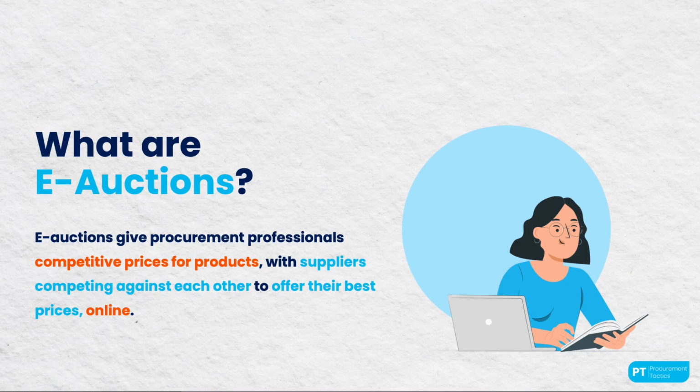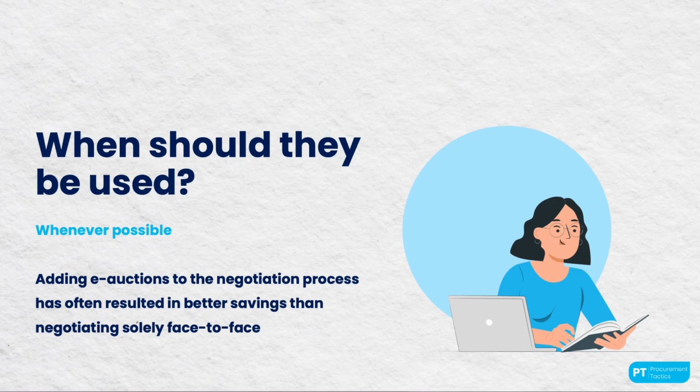At Procurement Tactics, we have several experienced negotiators. Despite our proficiency in negotiation, we all have to admit that adding e-auctions to the negotiation process has often resulted in better savings than negotiating solely face-to-face. Our recommendation, therefore, is to apply e-auctions whenever possible. First, negotiate with various suppliers. When you feel you have received the lowest price from your suppliers, you can still announce an e-auction. You will see that the price offered by suppliers will usually be lower than during face-to-face negotiations.